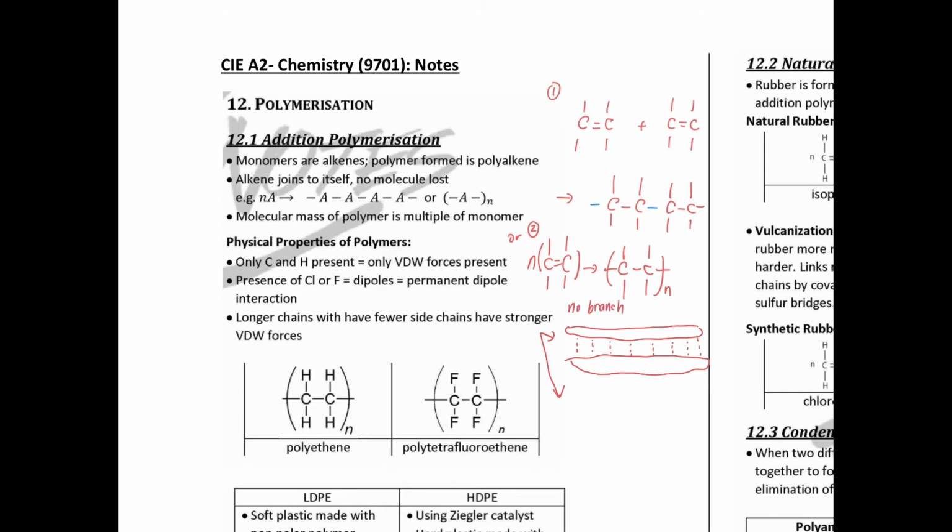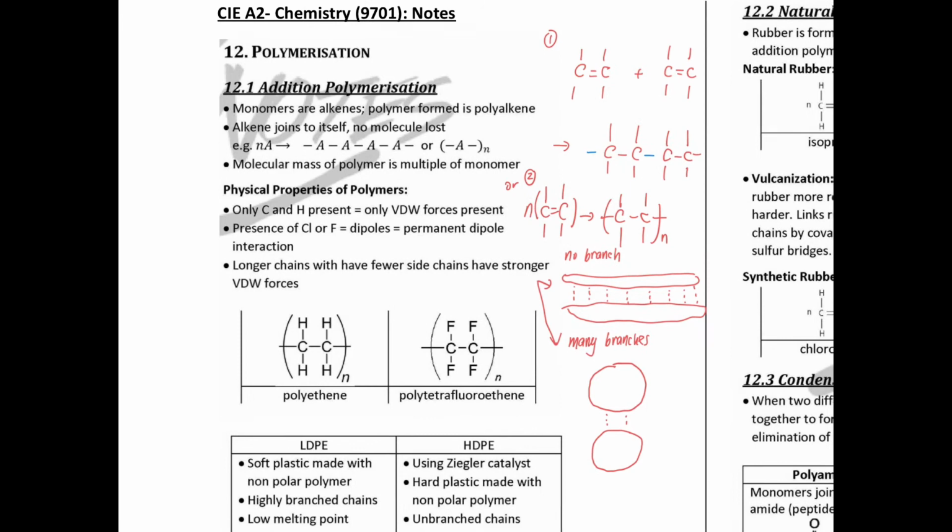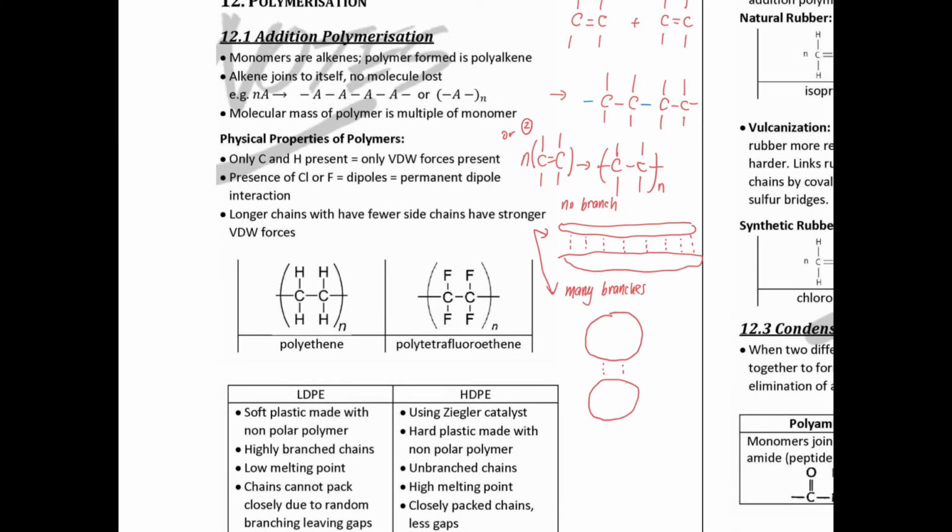So if they have many branches, then the polymer looks more spherical, and together with another polymer which is more spherical, they can form fewer van der Waals forces because the surface area in contact is getting smaller. So the van der Waals forces are weaker in this case because they cannot form too many van der Waals forces.